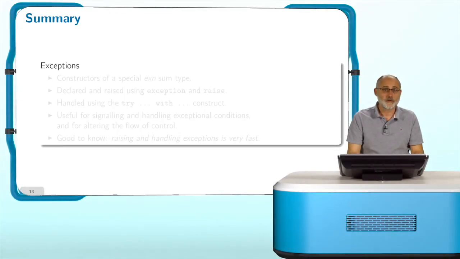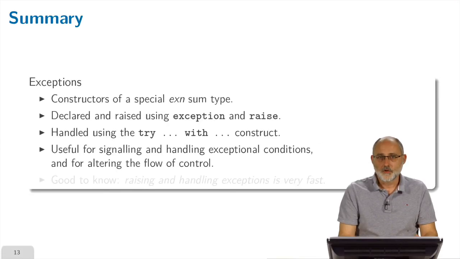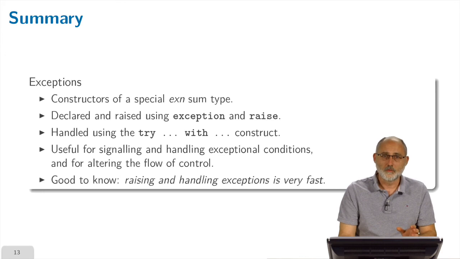To sum up, we have seen how exceptions work. They are constructors of a special type, the exception type, which is extensible. They can be declared and raised using very simple to remember keywords, just exception and raise. You can handle and capture exceptions using the try with construct. And they are very useful for signaling and handling exceptional conditions, for altering flow control, for writing more efficient algorithms. And what is really good to know is that unlike what happens in other programming languages, raising and handling exceptions is extremely fast. So please use them if they fit your algorithm.